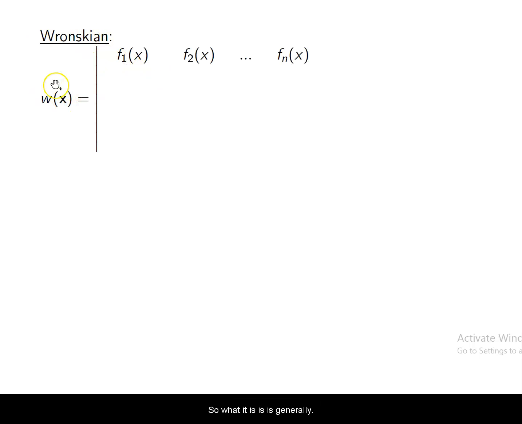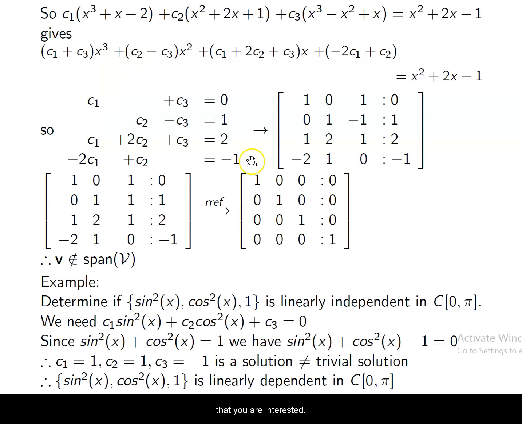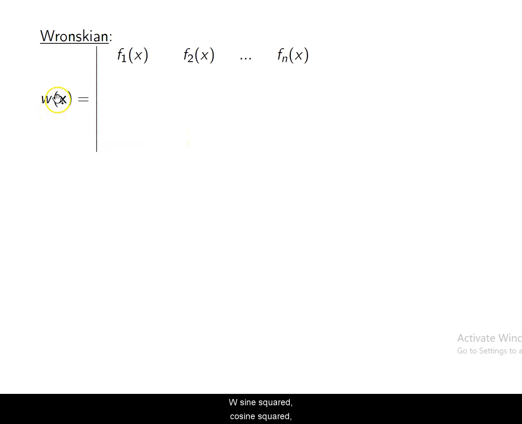So it's what's called the Wronskian. The Wronskian is named after a person, the person who developed it. And so what it is generally denoted by W of X, where the input here is the functions that you are interested in. Okay, so if I want to find the Wronskian of these functions, I would generally write it as W of sine squared, comma, cosine squared, comma, 1.